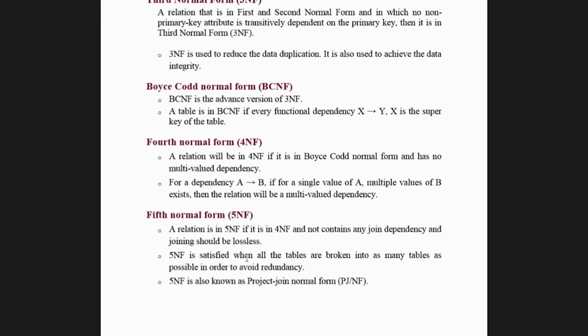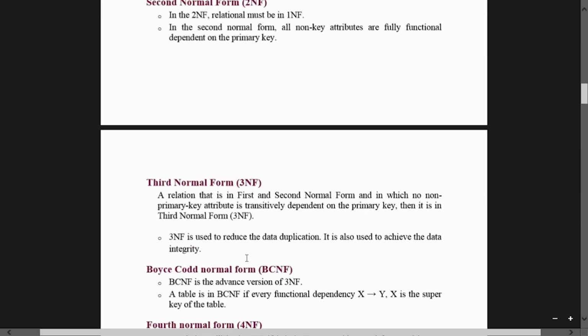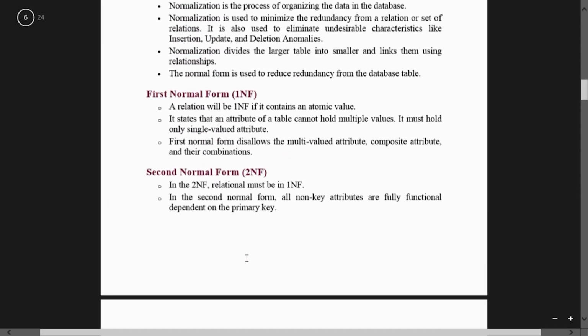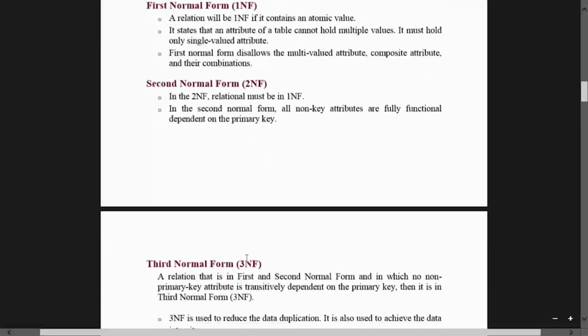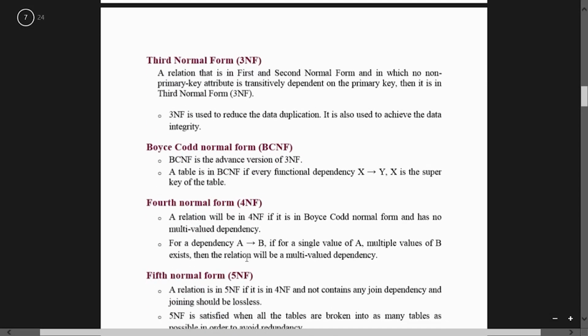So we saw the forms of normalized tables, which are the first normal form, second normal form, third normal form, BCNF, 4NF, and 5NF.